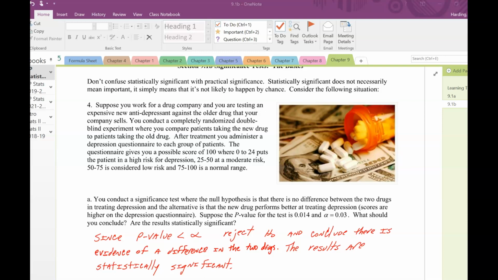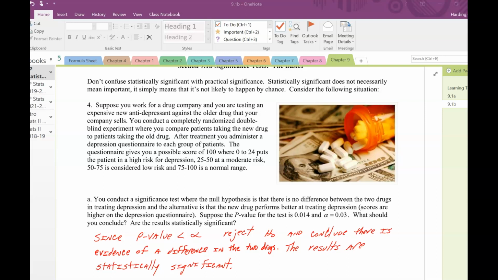It says you conduct a completely randomized double-blind experiment where you compare patients taking the new drug to patients taking the old drug. The questionnaire they fill out gives you a possible score of 100, where 0 to 24 puts the patient at high risk, 25 to 50 is moderate, 50 to 75 is low, and 75 to 100 is normal. So in part A, they conduct a test in which the p-value for the test is 0.014 and the alpha level is 0.03. What should you conclude?